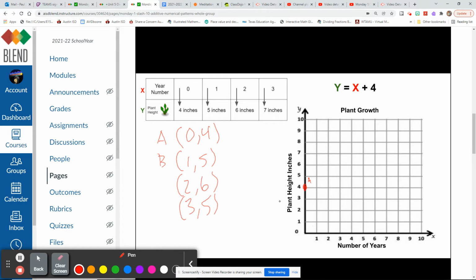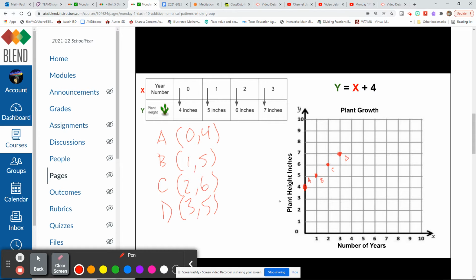Point B is (1, 5). So we're going to run 1 and we're going to jump 5. Here's point B. All right, point C, we run 2 and jump 6. I'm just arbitrarily naming these, or just randomly naming these. And then point D is going to be (3, 5). So we run 3 and jump 5. That's point D.